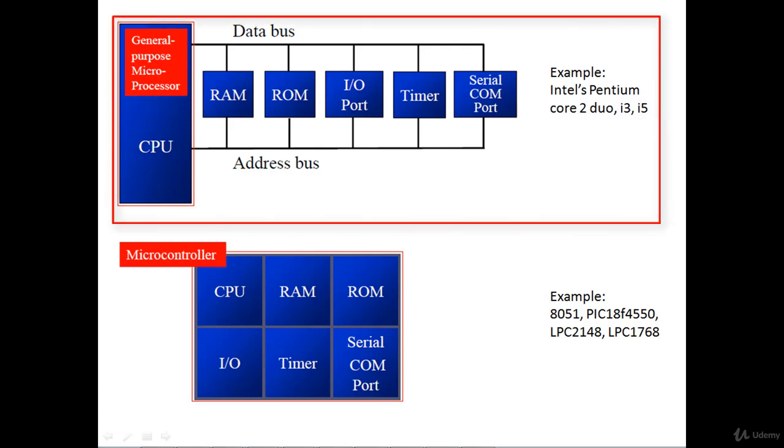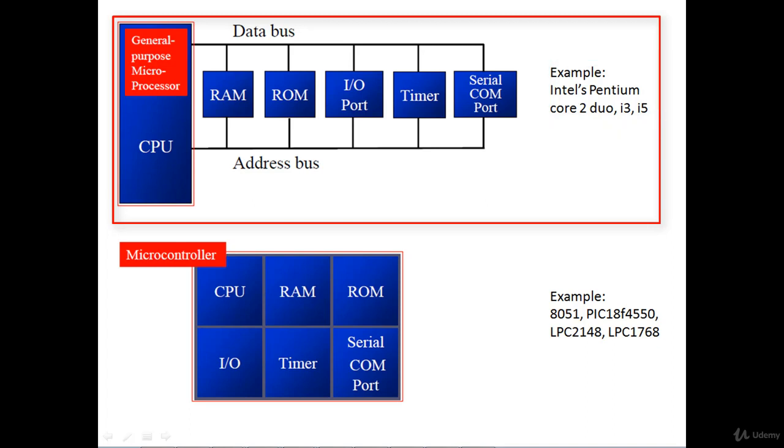A microprocessor is an IC which has only a CPU inside it. Microprocessors don't have RAM, ROM, or any other peripheral on the chip. The system designer has to add them externally to make the microprocessor functional. Some examples of microprocessors are 8086, Intel Pentium, Core 2 Duo, i3, and i5.